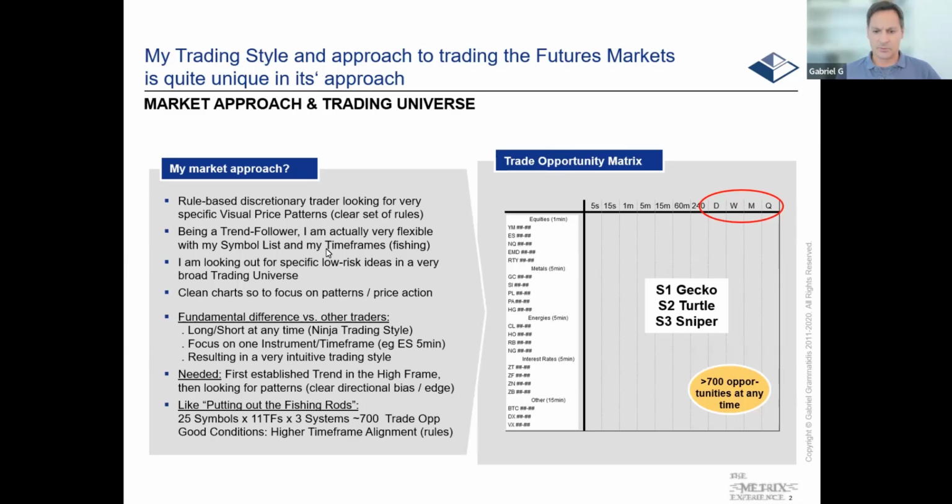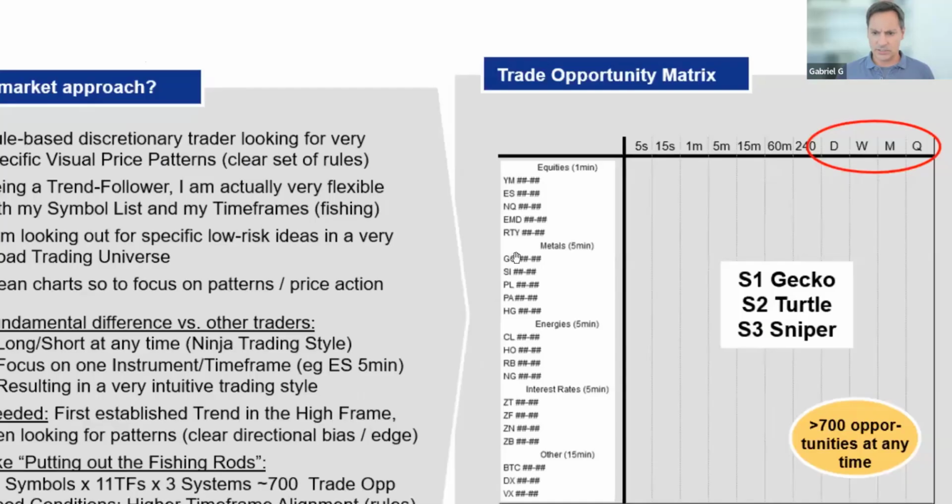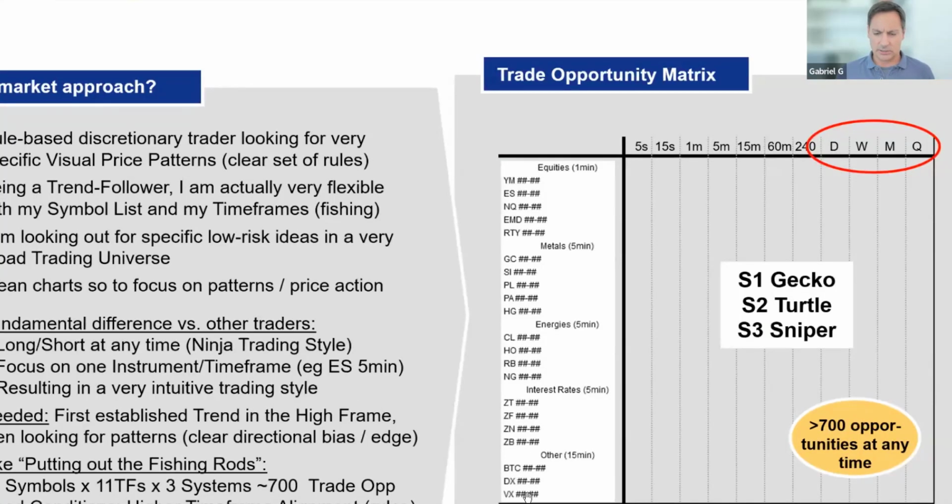Now, we're trading the trend, and we're very flexible with our symbol list and the selection of timeframes to trade. So here on the right side, you see the symbol list, just an example, right? And here on the other side, on the x-axis, we see the timeframes. Now this spans a matrix. In each of these intersections is a potential visual price action pattern to trade. This gives a lot of opportunities.